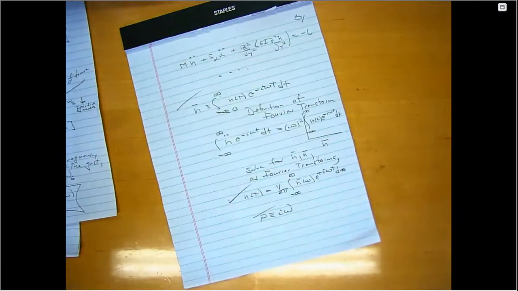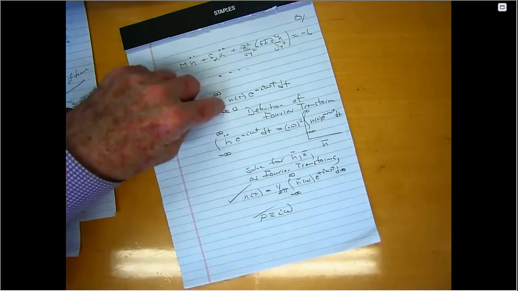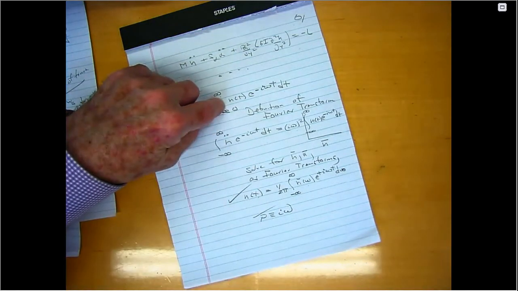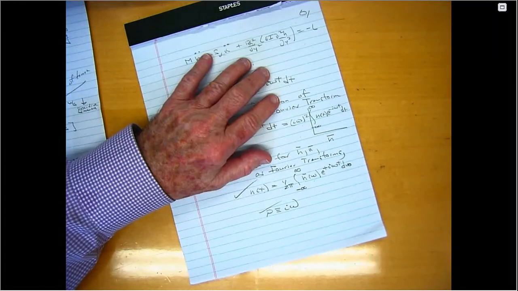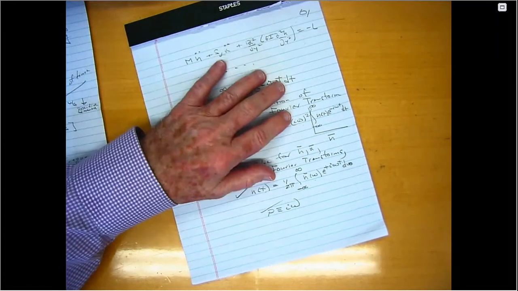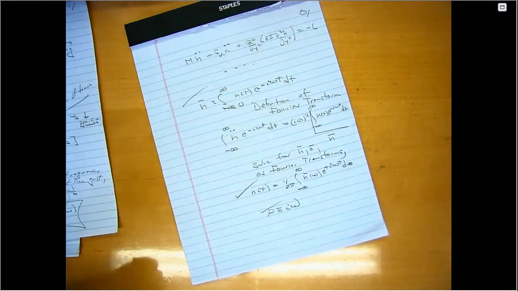Most of the useful input-output relationships are really best defined, best derived, and best obtained by using Fourier transforms. But then you say, oh, but really nothing's happening before time zero, and then you can take advantage of that when you actually use it. So Laplace is just a special case. Okay.